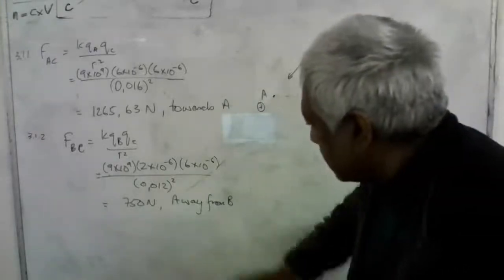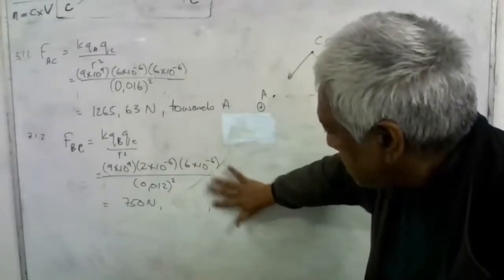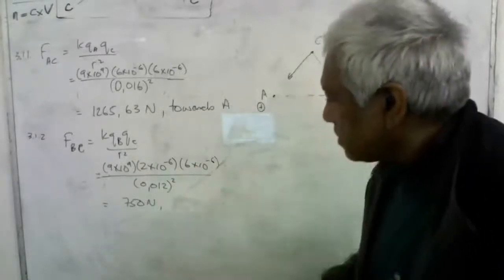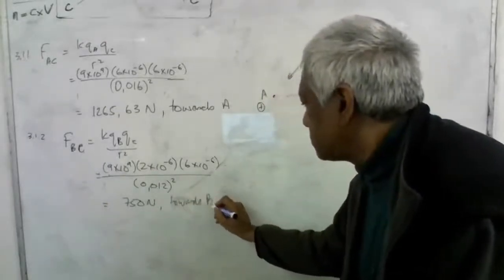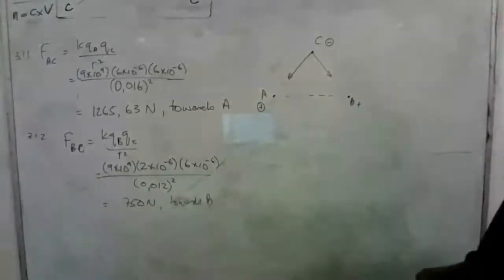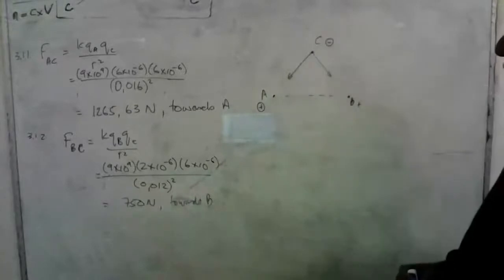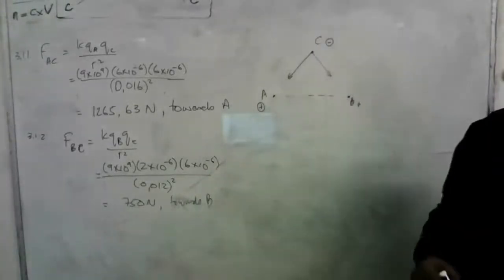Okay, so I made an error here. So this should be towards B. And that answer is 750 newtons. Right, so you've got two vectors acting towards A and towards B.